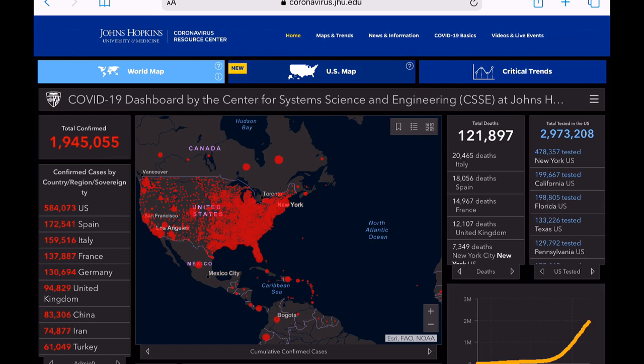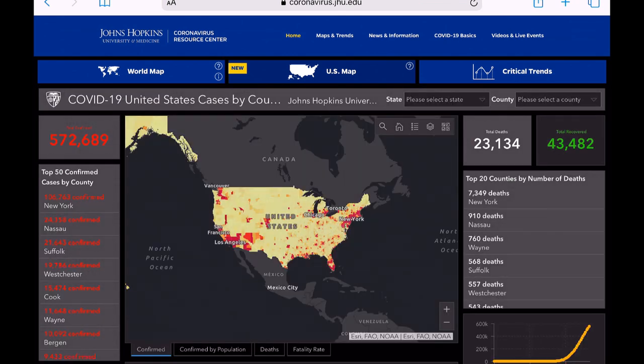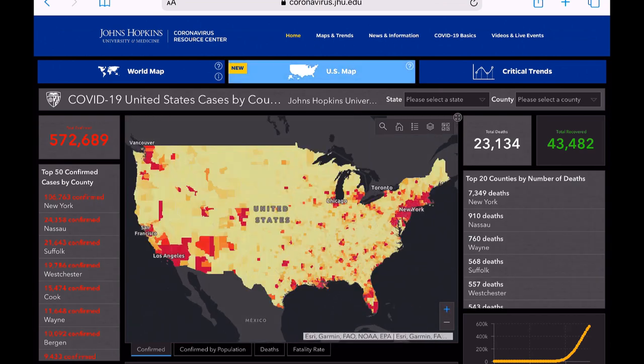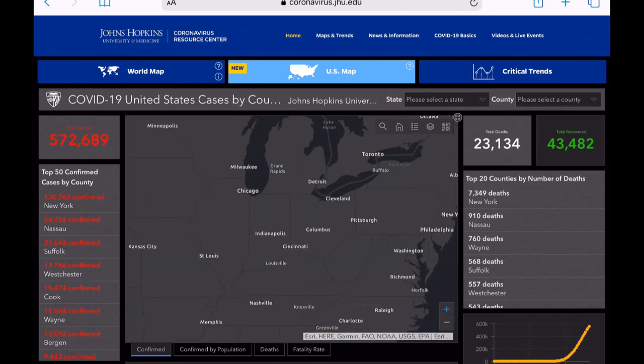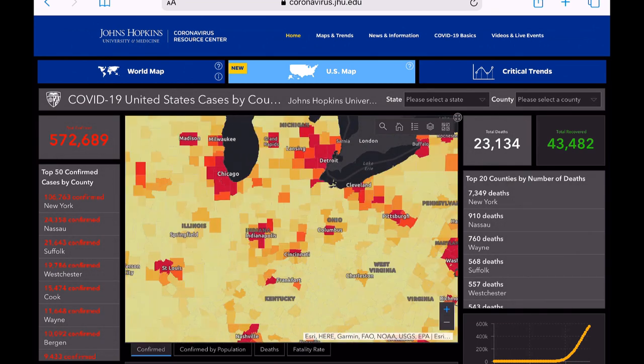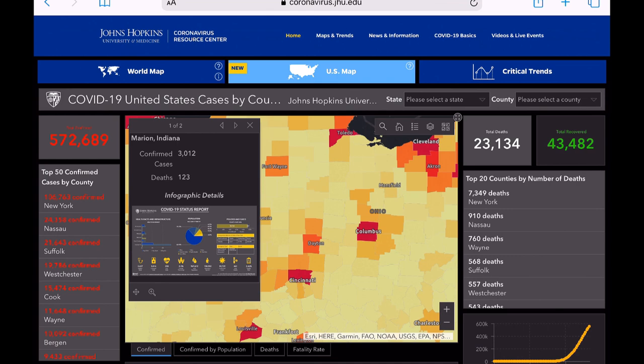But one of the cool new things that has been added has been this US map. And in this US map, they have a really cool heat map feature that they added. So let's go ahead and zoom in here. We'll zoom in on the Indiana area. And Indianapolis is definitely a hotspot, so why don't we go ahead and click on one of the counties.